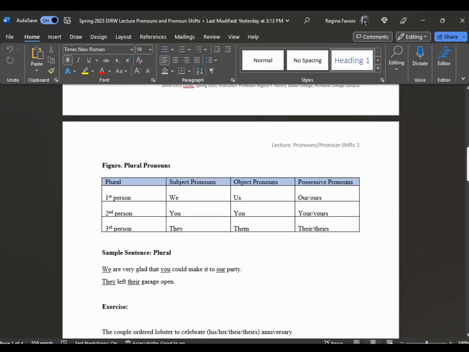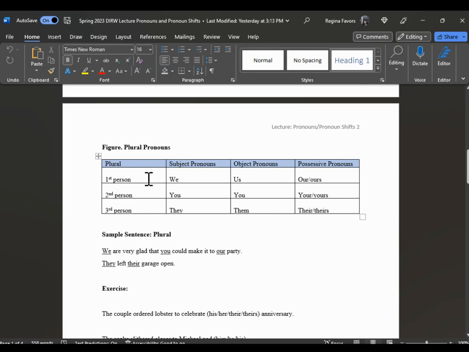Okay, now let's look at plural pronouns. So we have first person, second person, third person, of course, subject, object, and possessive. We, you, they, and then objective us, you, them, and then possessive our, ours, your, yours, their, and theirs. So, we took the dog to the pound. You take the dog to the pound. They took the dog to the pound, right? Or they gave us the dog to take to the pound, or they gave us our dog to take to the pound, right? It just depends on where you place it within the sentence.